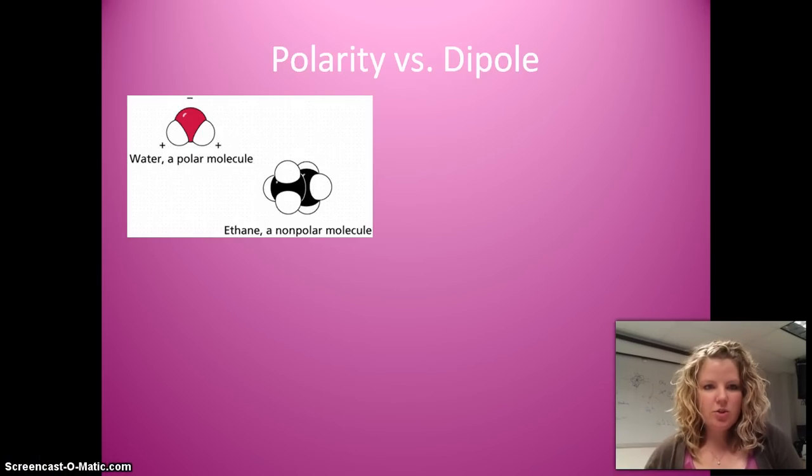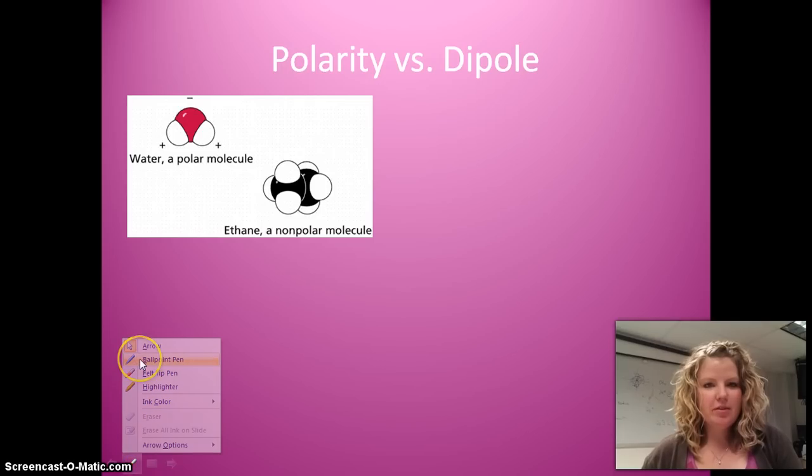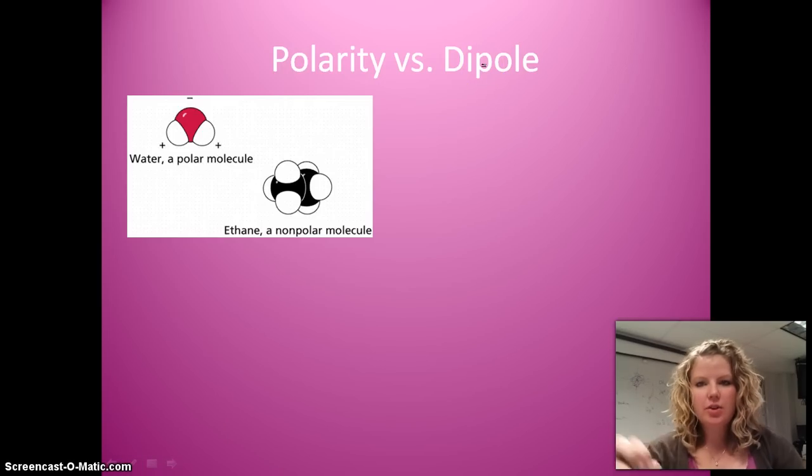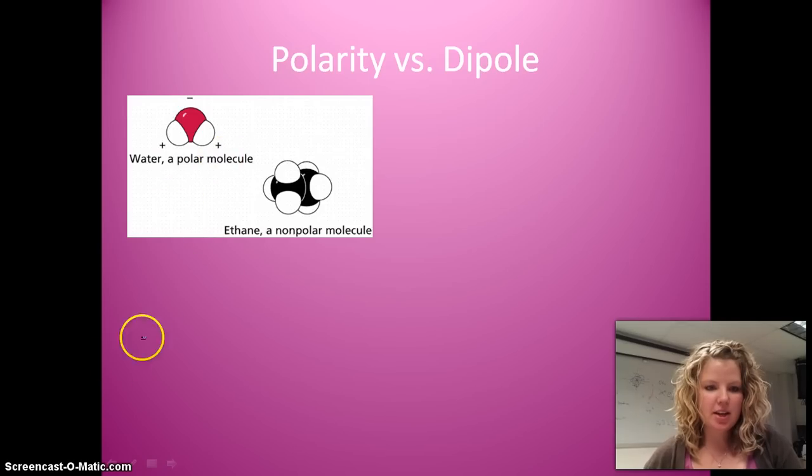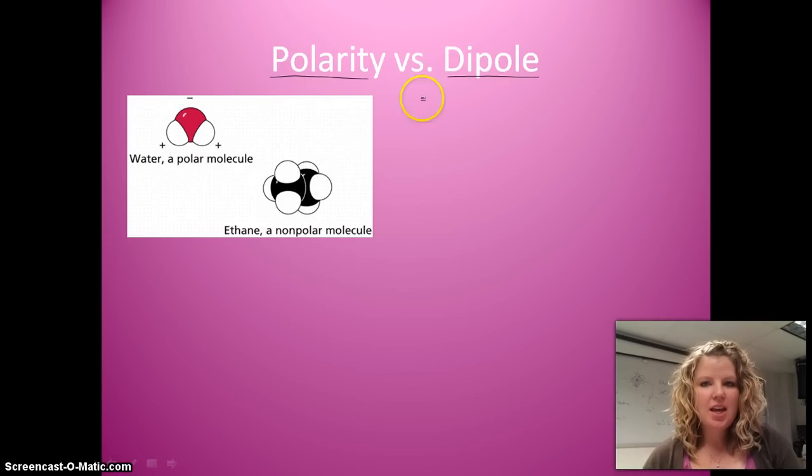Okay, so I'm just going to do a quick little, hopefully, overview over polarity and dipole, and then go a little bit further in depth over the hybridization that I was talking about in class today. Hopefully this helps. Okay, so with polarity we hear these words polarity, and then we hear the word dipole. Okay, and dipole is talking about the molecule, and polarity is talking about a bond. Okay, and that's my best way to differentiate between those two.